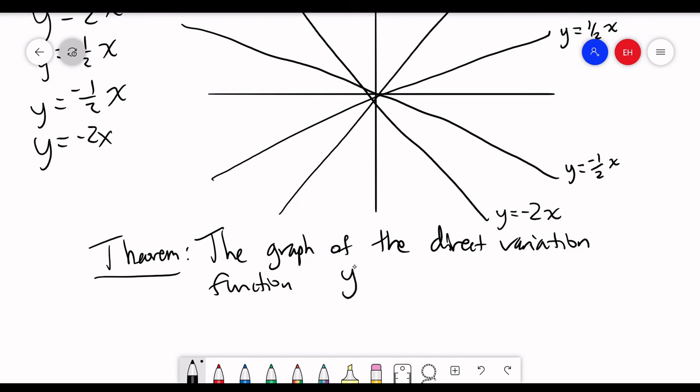Okay, so let's connect all this together with a little theorem from your textbook. It says the graph of the direct variation function, y equals kx, is a line. We see that because we graphed one of these and we saw it was a line. And moreover, the slope of that line is k, the constant of variation.